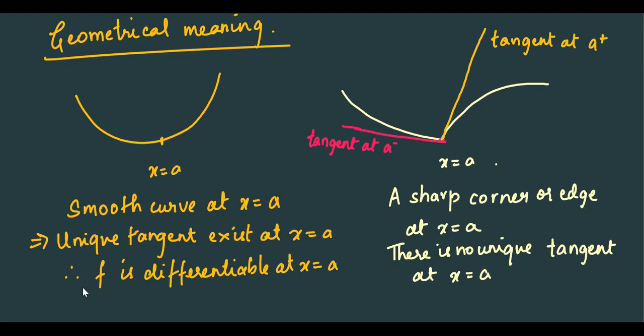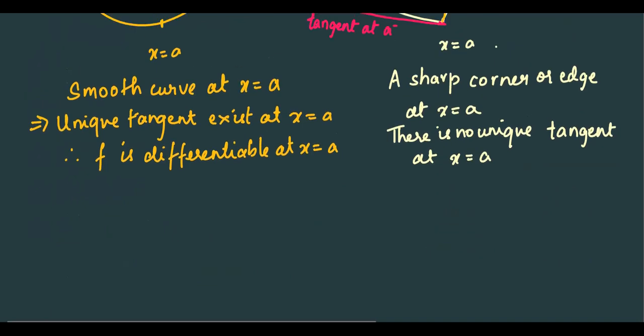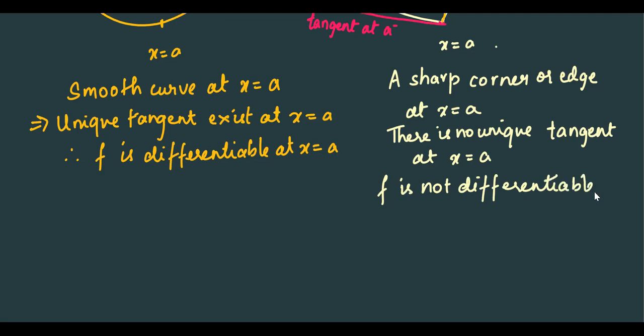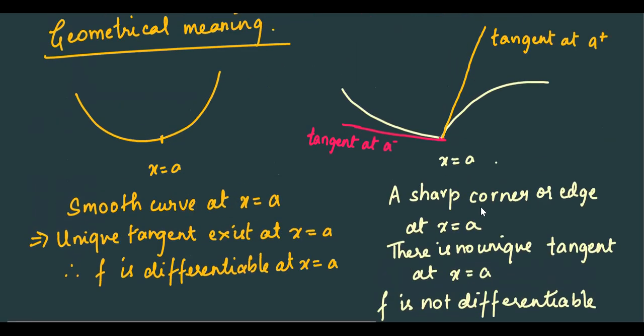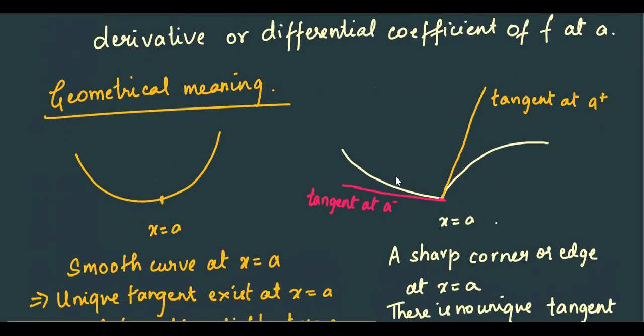Okay, the sharp corner or edge. So whenever there are sharp corners or abrupt change in slope, then the function will not be differentiable. The function will not be differentiable at x equal to a, whenever there are sharp corners, abrupt change in slope. Clear?